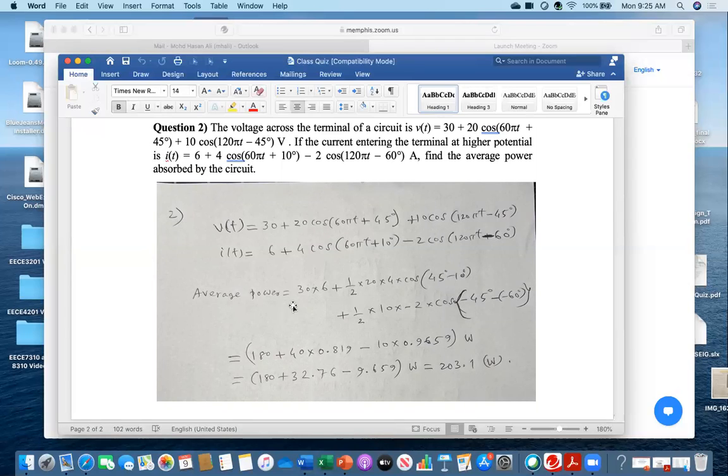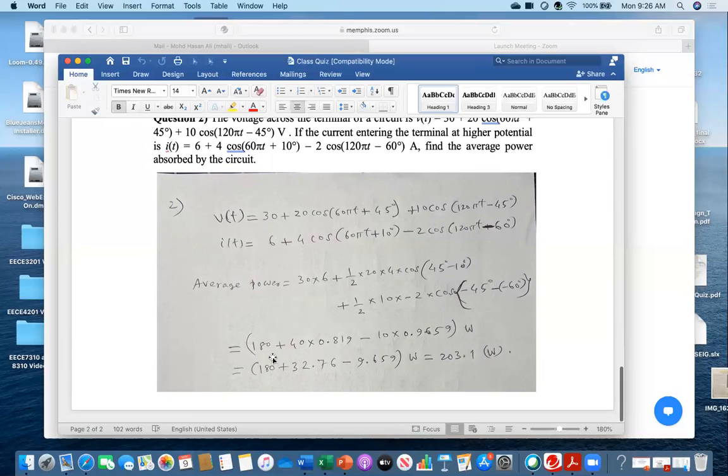Okay, therefore for the second term, for 60πt, half, because I am doing average and directly using the magnitude peak values, that's why I have to use half. So half of 20 multiplied by 4, then cosine of voltage angle minus current angle, 45 minus 10 degrees, plus for this term, have 10, this is minus 2, cosine of voltage angle minus current angle, minus 45 minus 60 degrees. Voltage angle minus current angle, that is the formula. And then if you just put it in, 203.1 watts, this should be the result.